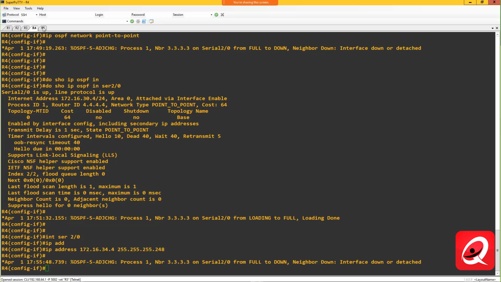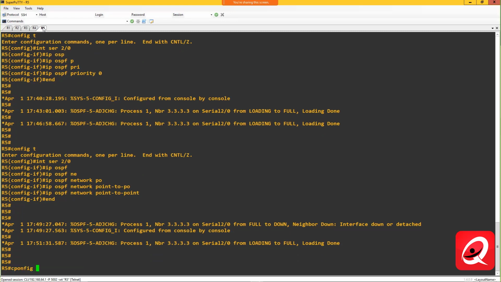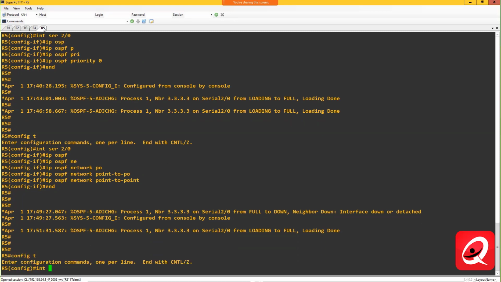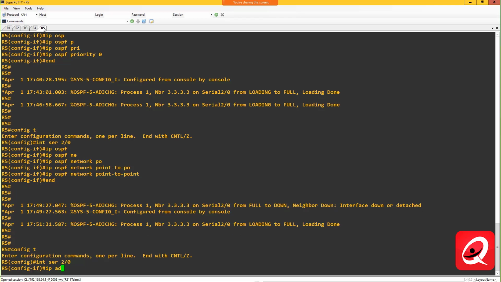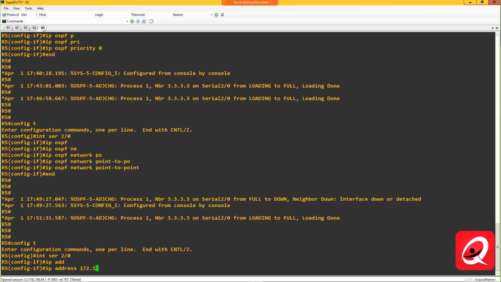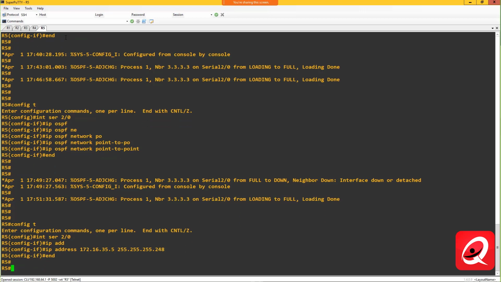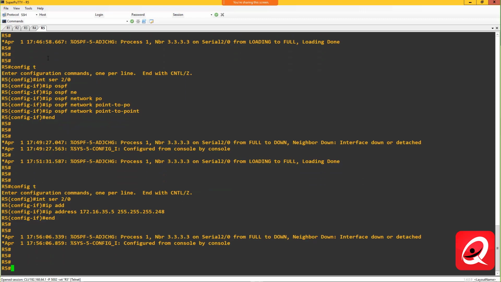And then I'm going to go to router 5, config T, interface serial 2/0, IP address 172.16.35.5, 255.255.255.248. You'll notice that we lose our interface, we lose our adjacency, obviously.